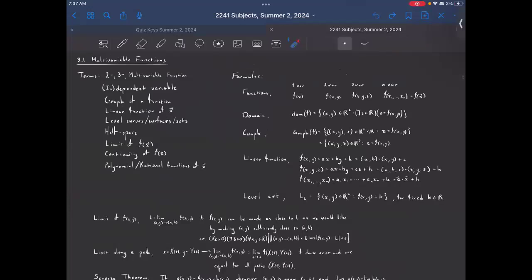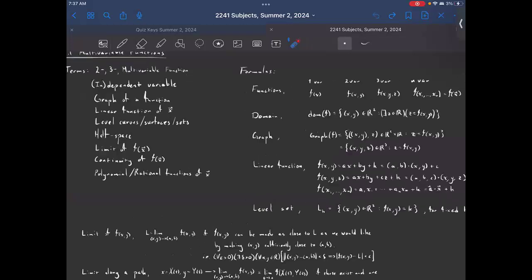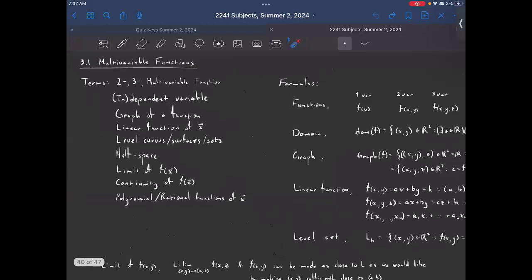Today we're going to talk about multivariable functions and start our new chapter on partial derivatives. Okay, so let's go over our terms. We have to cover 2, 3, and multivariable functions. Multivariable is general for any number. It could be 5, 15, 136. We'll cover independent and dependent variables.